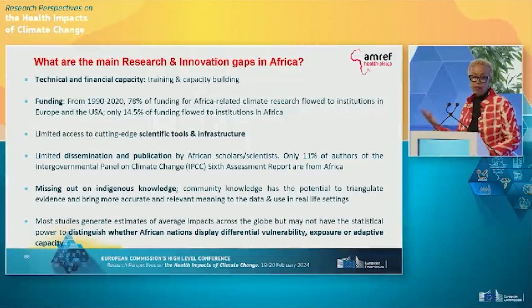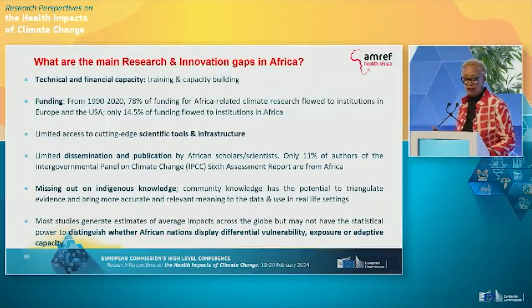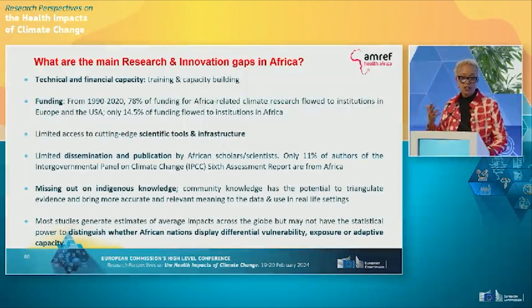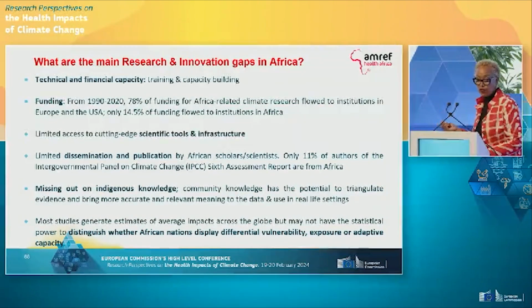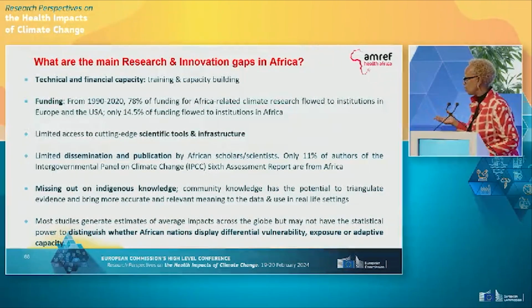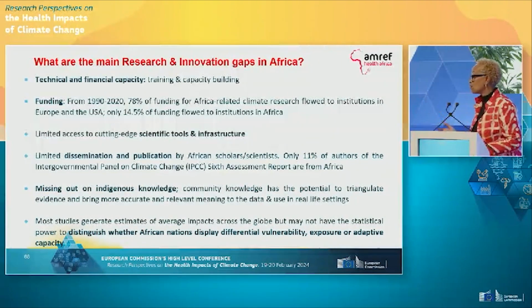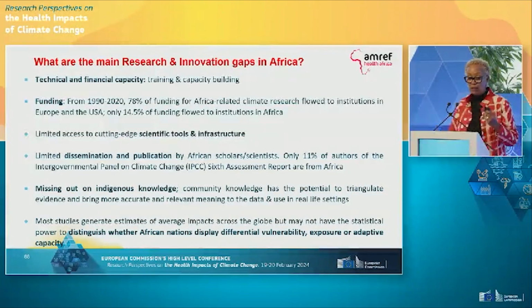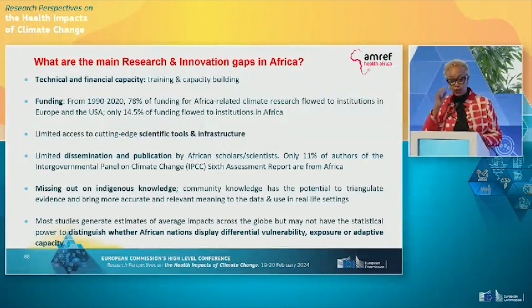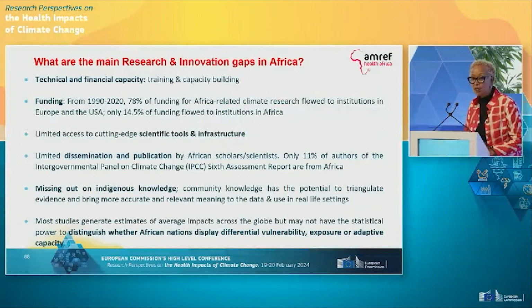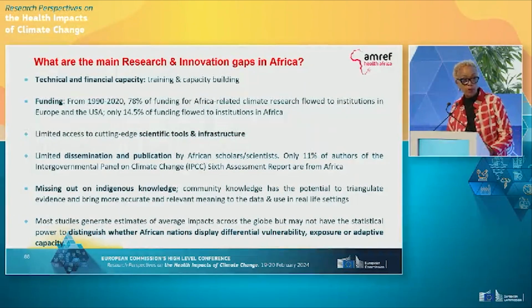One is, we don't have technical and financial capacity. We need funding. We don't have access to scientific tools and infrastructure. We don't have dissemination. Dissemination is an issue. There are many Africans who are involved in research, but they are not able to actually publish. So even if you look at the IPCC, the recent report, only 11% of those scientists are from Africa.